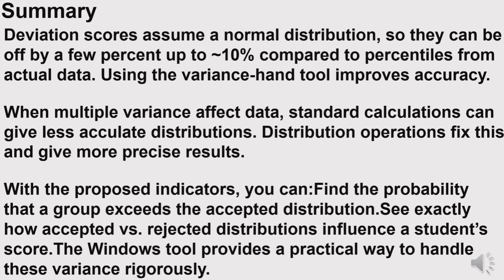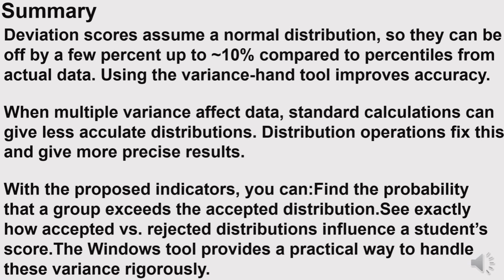Summary. Deviation scores used to indicate rankings from test scores are calculated from the standard deviation, which assumes a normal distribution. Comparing them with percentiles calculated from the actual data distribution, deviation scores can have errors of a few percent up to about 10%. Using the variation handling tool, which processes the actual distribution shape precisely, can improve this accuracy.